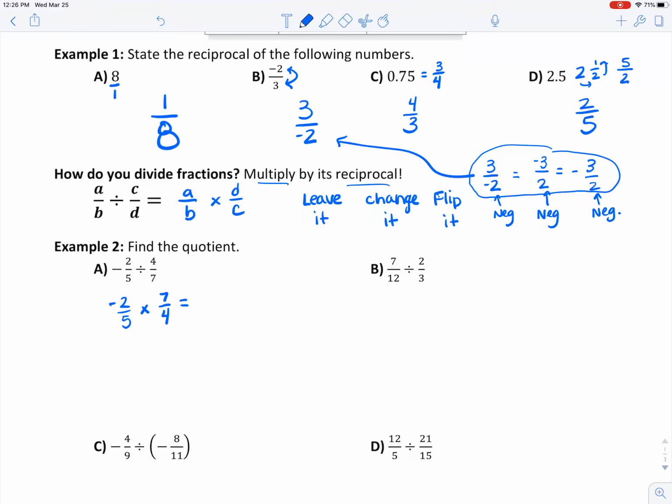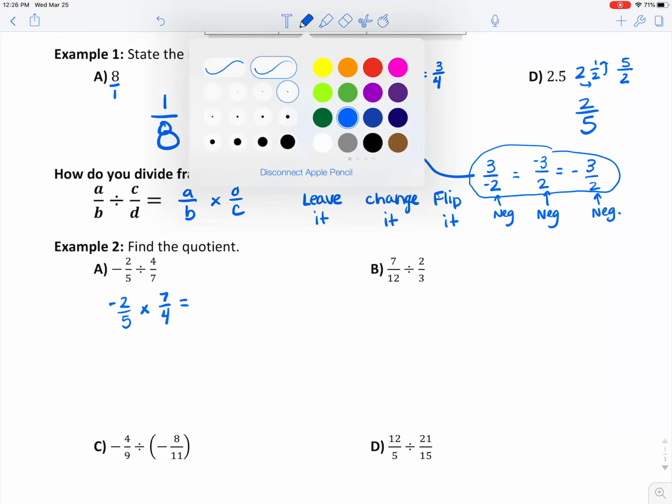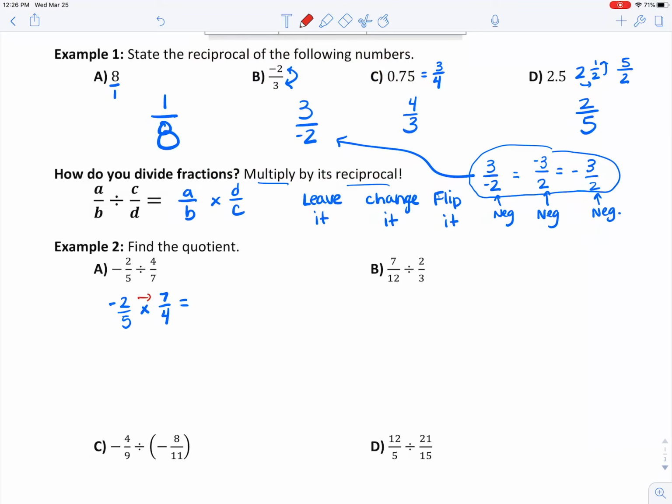Now we are exactly where we were in our last lesson 5.4 on multiplying fractions. You just multiply these numbers across. So it's like saying negative 2 times 7 is a negative 14. And 5 times 4 is 20. I should always simplify when possible. So I'm noticing that both of these numbers are even. So I can divide them by 2. That gives me the fraction negative 7 over 10, which is simplified.